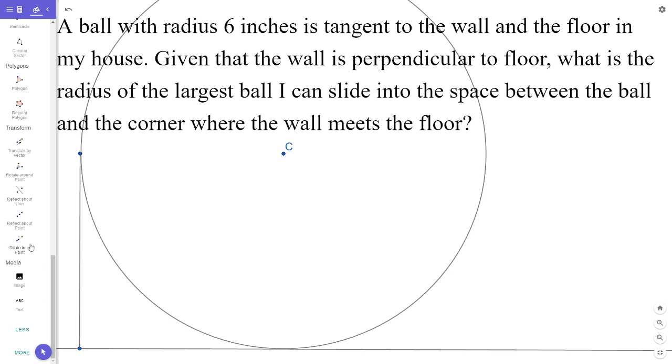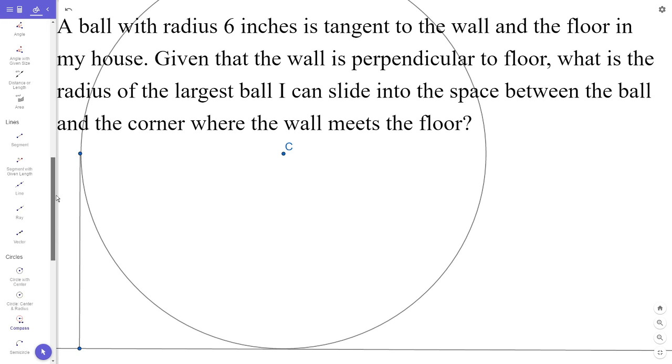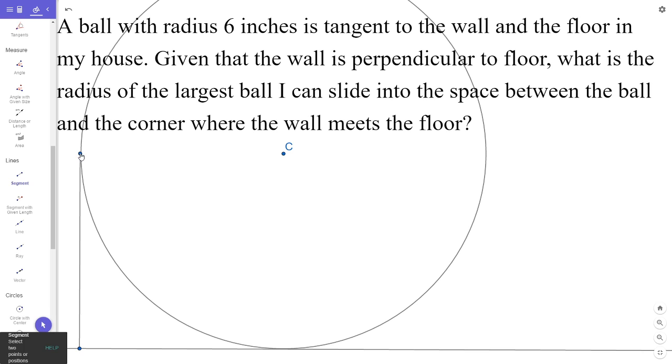Okay, so how can we approach this problem? Well, we know that tangency implies right angles. So, for example, if I connect the tangent point here with the center, that forms a right angle. And if I make one here at this tangent point, we got another right angle, which means we have made a square, because we have two of the sides being the radii, which implies all the sides are the same.